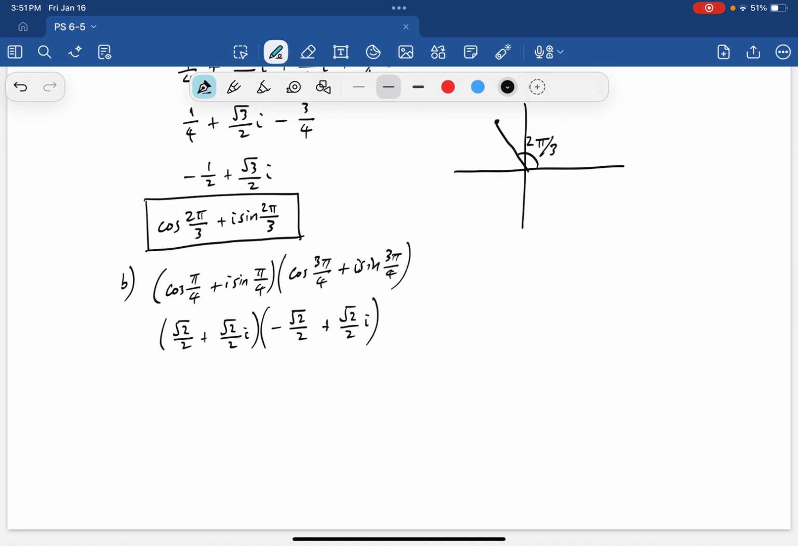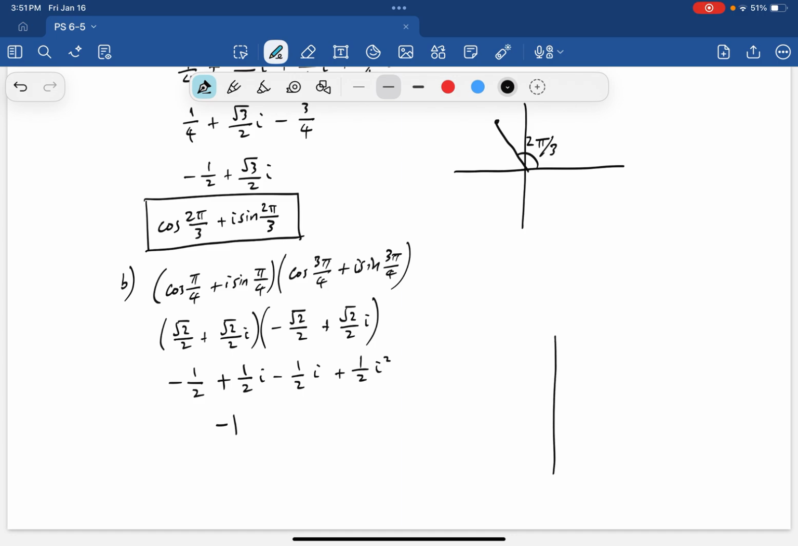And then if we expand this, we'll have -1/2 minus, let's do plus 1/2 I minus 1/2 I plus 1/2 I squared. Remember, 1/2 I squared is -1/2, and so this is going to come out to -1.